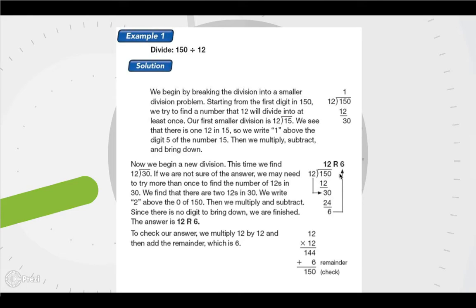So we put in a remainder of 6. Now how do we check it? We multiply the divisor with our quotient, 12 times 12, and you get 144. You add the remainder, which is 6, and you get 150.